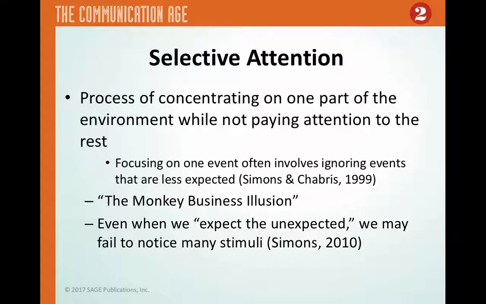If you're watching ESPN, you're probably going to pay attention or listen a little bit more if it's a basketball segment that they're going over and you're a basketball fan, as opposed to horseback riding, for instance. Or when you're driving down the highway and there are particular billboards with messages on them, we probably tend to remember and recall ones that somehow relate to us or we find interesting. That's because our perception is leading us to be drawn to and pay attention to these particular messages while ignoring others. It's focusing on one event, and it often involves ignoring events that are less expected.